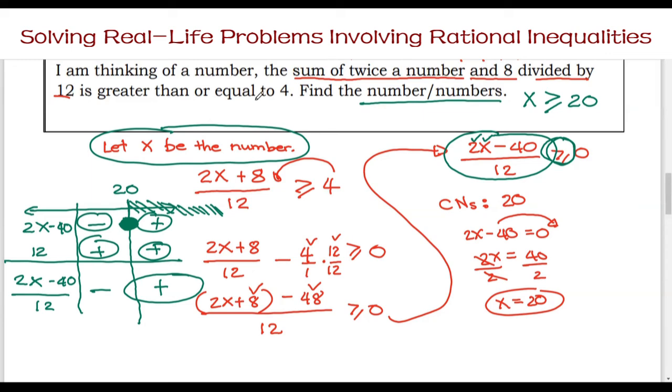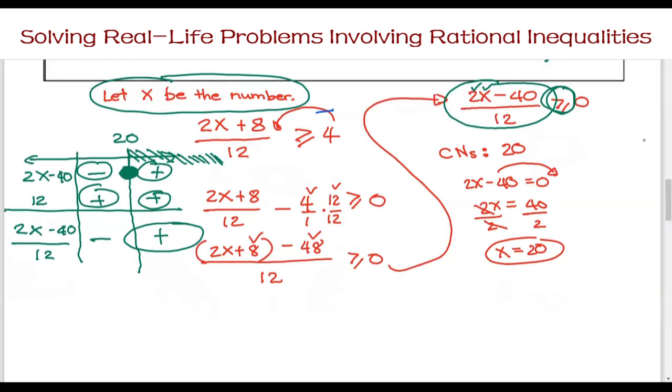You want to check? O, gawin natin. Ito yung original rational inequality natin. Ito yung nasa problem solving. Sabi doon, twice of the number plus 8, divided by 12 is greater than or equal to 4. O, pili kayo. Kahit anong number na mas malaki or equal to 20. Huwag na nating piliin yung 20.